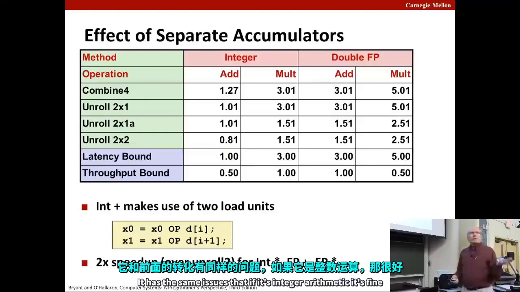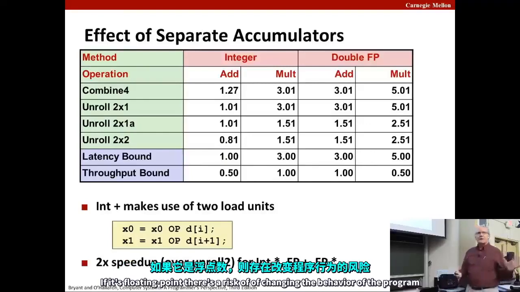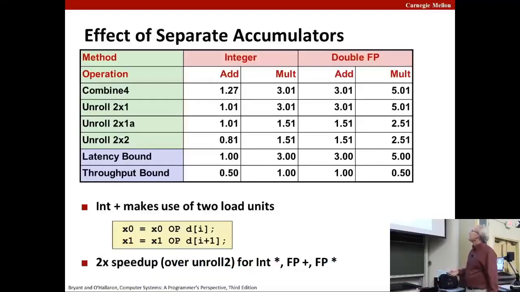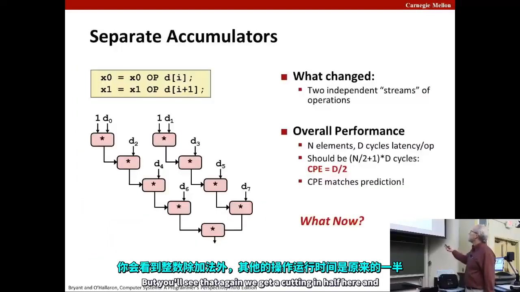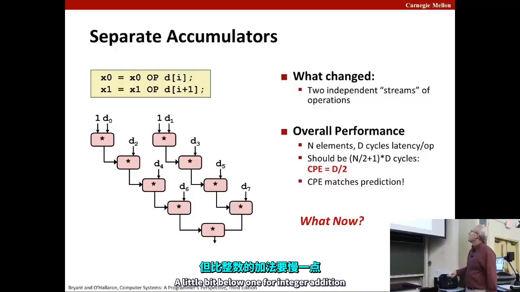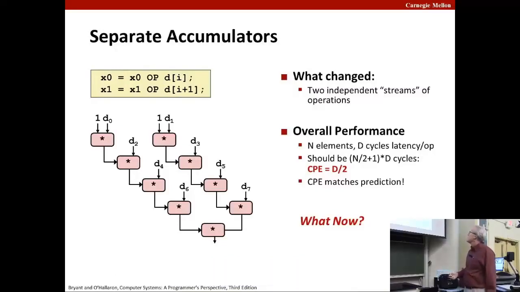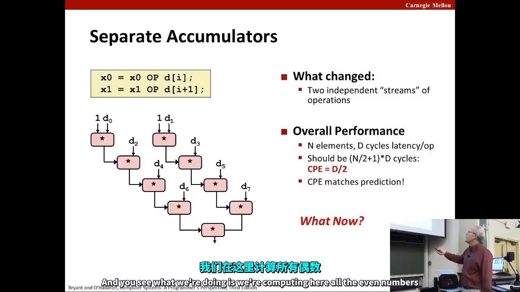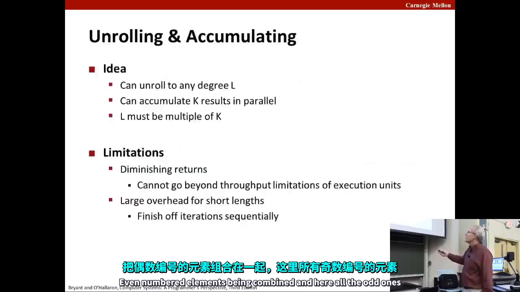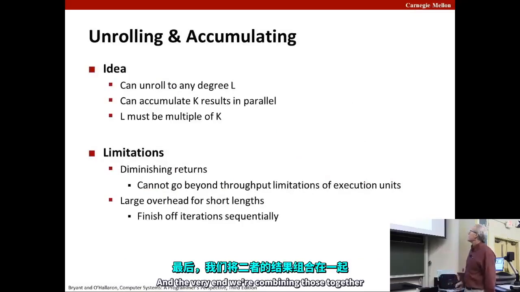It has the same issues: if it's integer arithmetic, it's fine. If it's floating point, there's a risk of changing the behavior of the program. But you'll see that, again, we get a cutting in half here and a little bit below 1 for integer addition. And again, we can think of it by looking at these pictures of what gets computed. What we're doing is computing all the even numbered elements being combined, and here are all the odd ones. And then at the very end, we're combining those together.